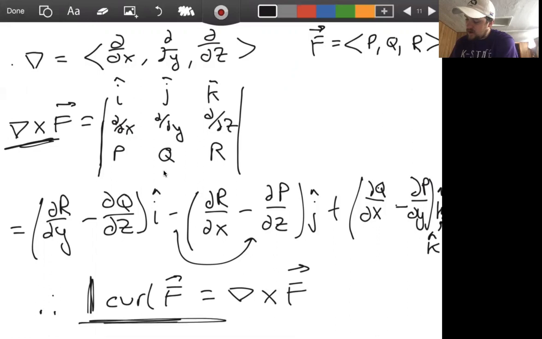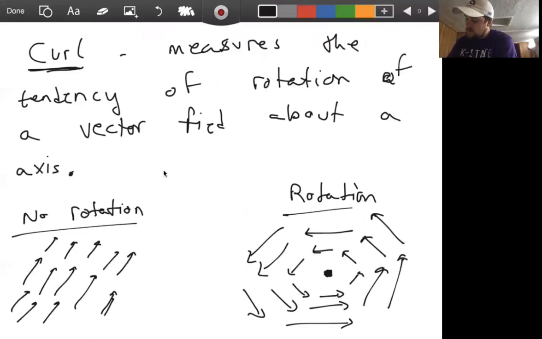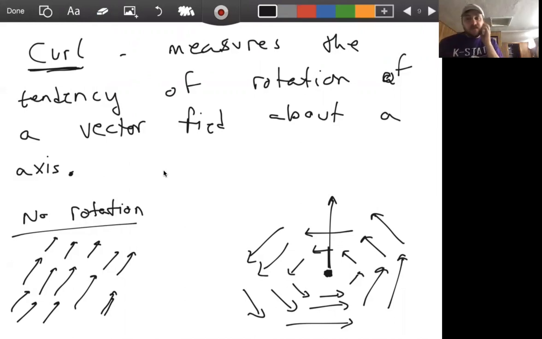And remember, when you take the cross product, you get something that is perpendicular to both entries. What this means is when you are looking at a vector field and you calculate the curl, it is a vector that's orthogonal to your current vector field. So let me erase this rotation here. This would come straight up. And the magnitude of this vector tells you the speed of rotation.